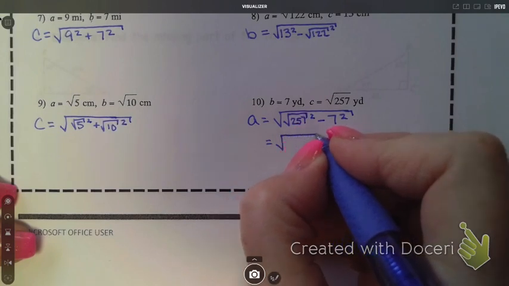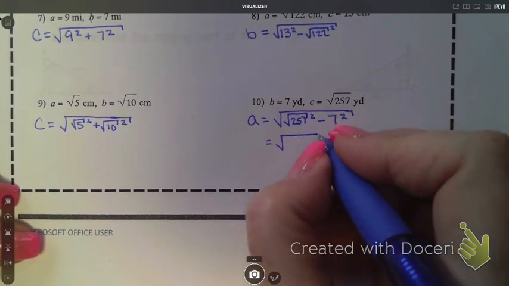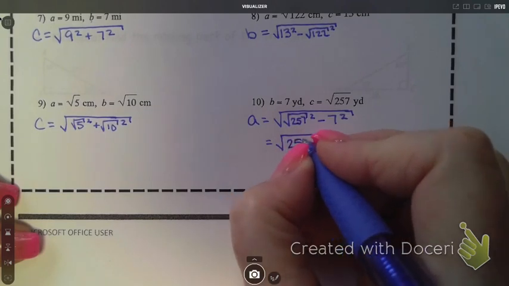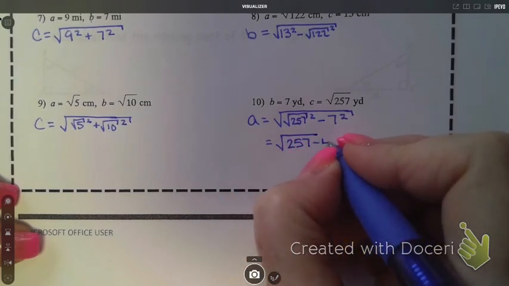I want to know who panicked when they saw 257 and thought they had to square it for a minute. I just almost had an aneurysm. And then you're like, wait a second, I don't have to square that, do I?